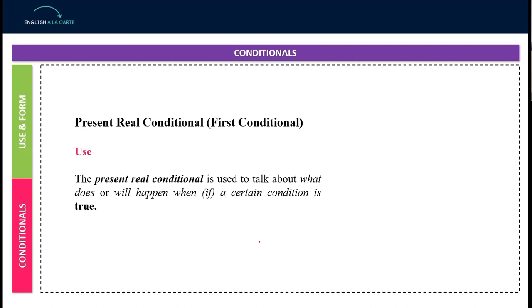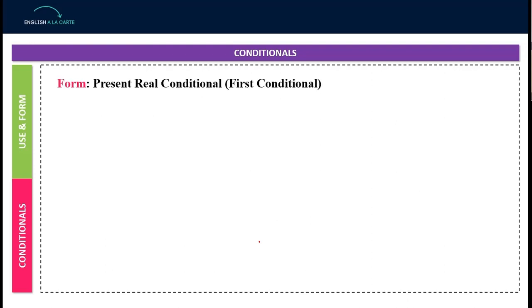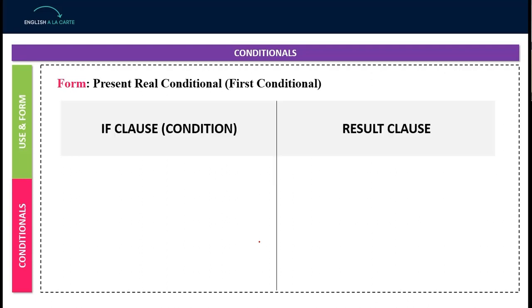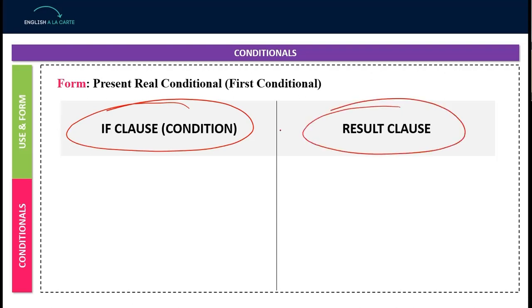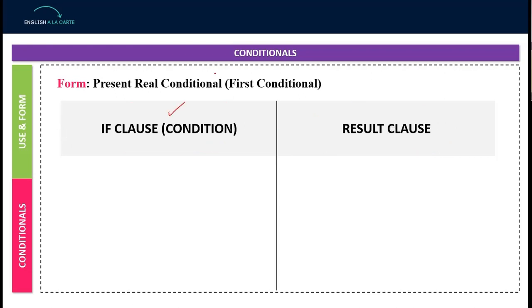For example, if I study, I will go to the party. If I don't study, I will not go to the party. So far, so good? Okay, let's see the structure or the form of the condition. We have two sentences. The first sentence is the condition, and the second is the result clause. When we say clause, it's a sentence. Cláusula, oración is the same.